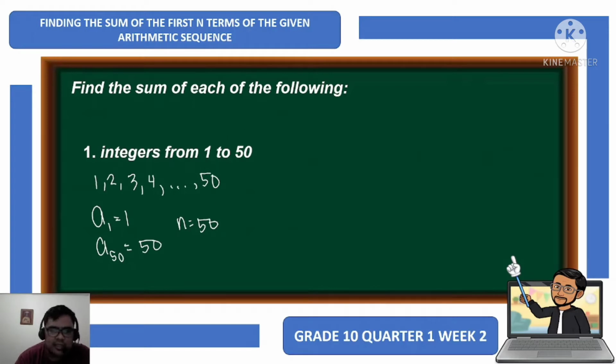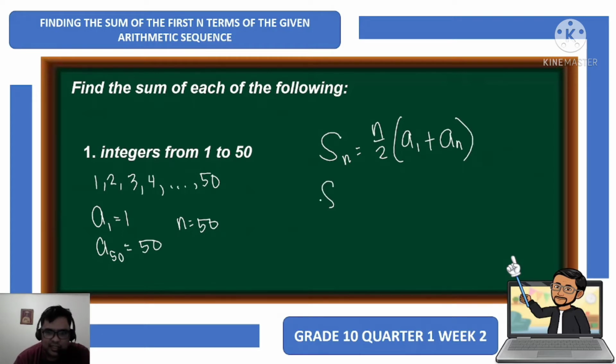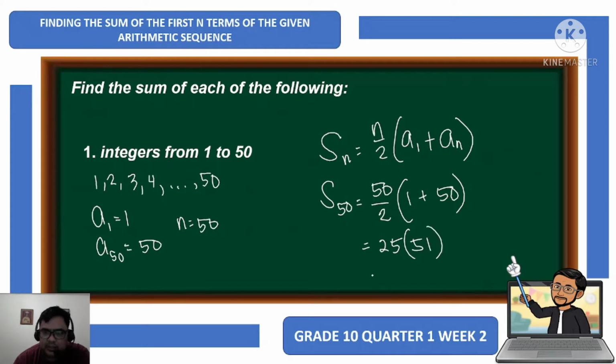So following the elements, we have the formula S sub n is equal to n over 2 multiplied by a sub 1 plus a sub n. So again, substitute lang natin. So S sub 50 is equal to 50 divided by 2 multiplied by 1 plus 50. So again, solve: 50 divided by 2 is 25 multiplied by 1 plus 50 is 51. So again, 25 times 51.